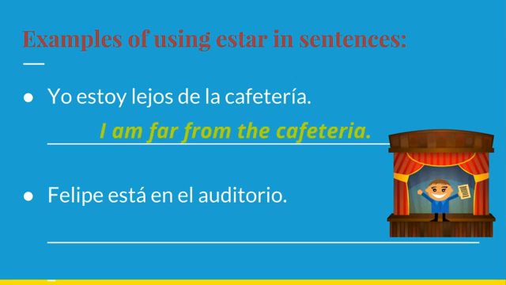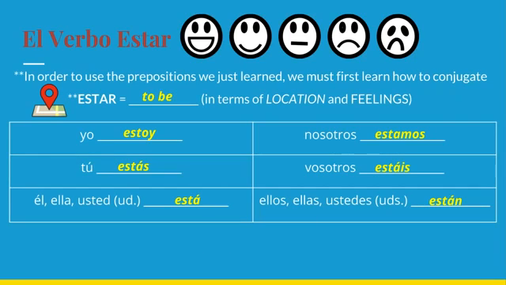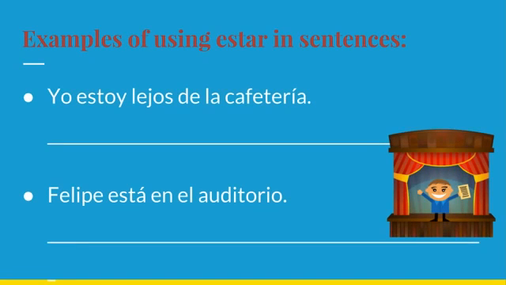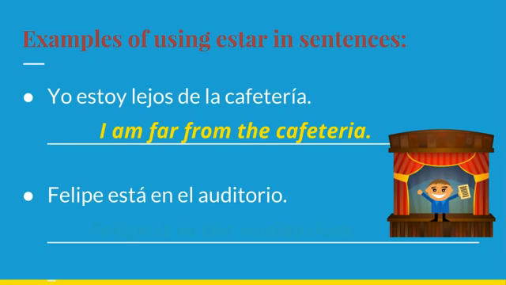For yo estoy lejos de la cafetería, we've got I am far from, which is lejos de la cafetería. And I'd like you to notice the use of de, lejos de la cafetería. And some of you are thinking like far of the cafeteria, but that's just how the usage works in Spanish. So the second one, Felipe está en el auditorio. Felipe is in the auditorium.